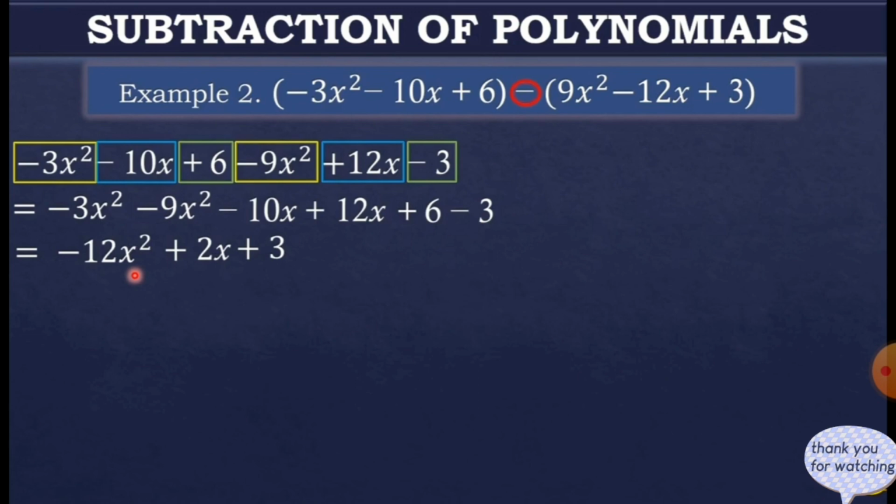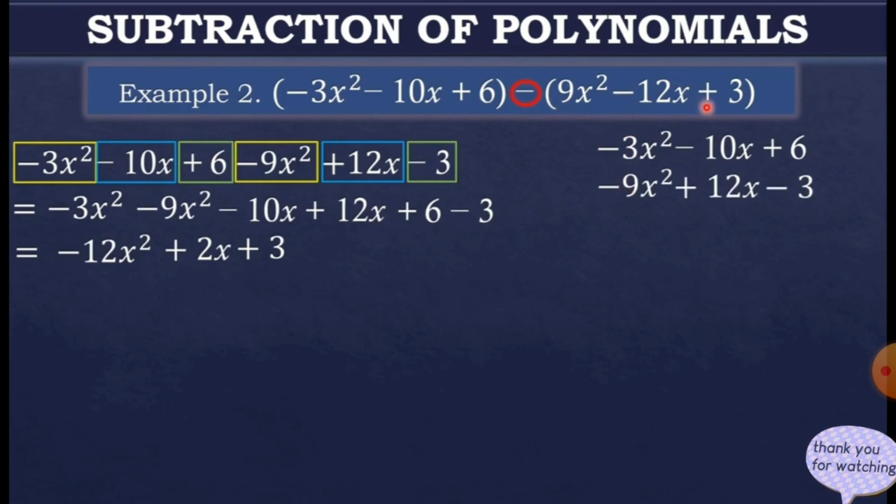So, the horizontal way is easy. However, if you wish to try solving using the vertical way, you can also do that. First, you have to copy the first expression. Okay? And then, the second expression goes below. But before that, you have to change the sign of the subtrahend. Positive 9x squared becomes negative 9x squared. Negative 12x becomes positive 12x. And positive 3 becomes negative 3.